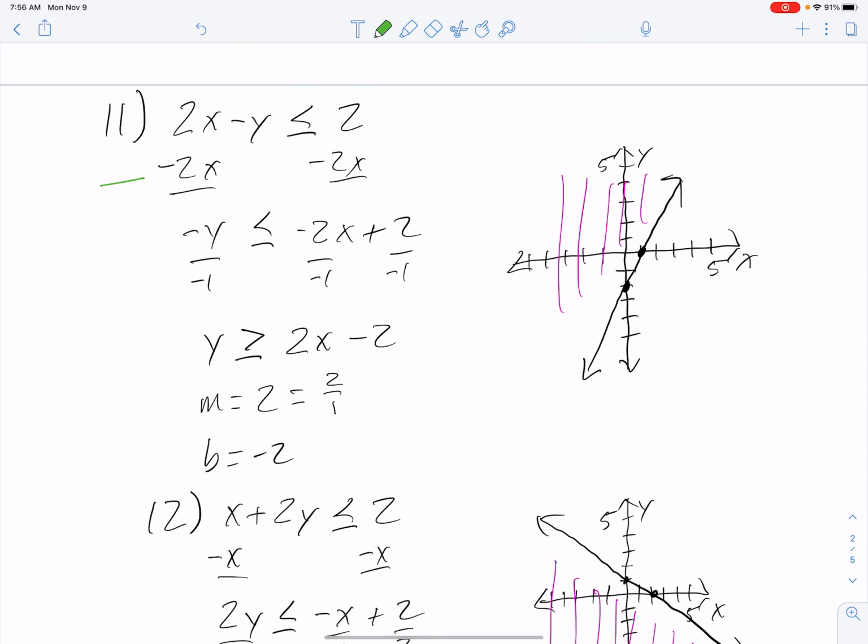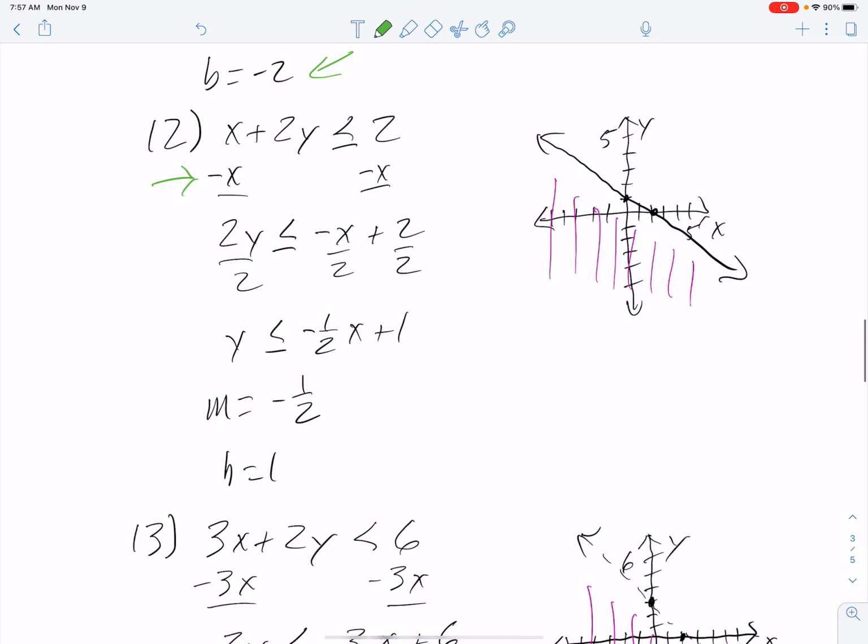Number 11, I begin by subtracting 2x. I divide by -1. Notice that when I divided by -1, it flipped my sign. My slope is 2, so I wrote it as 2 over 1. My y-intercept is -2. So I graph my y-intercept at -2. I go up 2 to the right 1. And since it's greater than or equal to, I know I'll have a solid line shaded above.